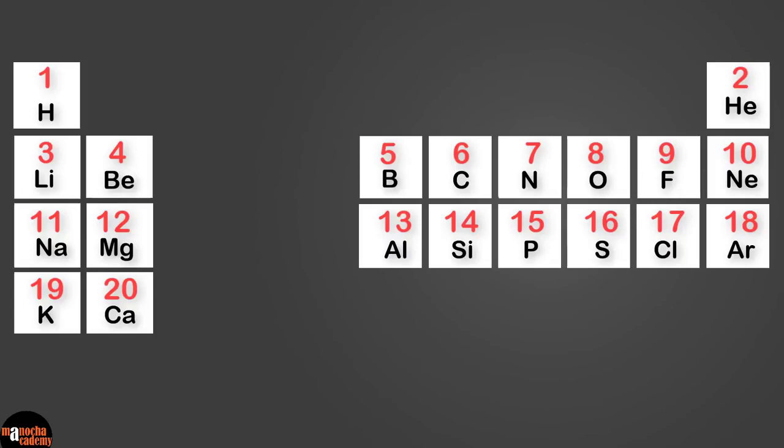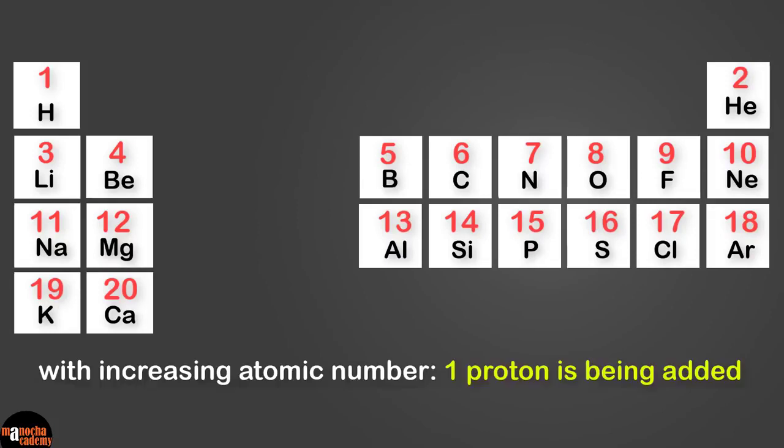With every element that you filled in here, the atomic number is increasing by 1. So what does that mean? 1 extra proton is being added in the nucleus. Now how is the electron number changing? What do you think? That's right. The electrons are also increasing by 1 because remember, an atom is neutral. It has equal number of protons and electrons. And note, we are not concerned about the number of neutrons right now.